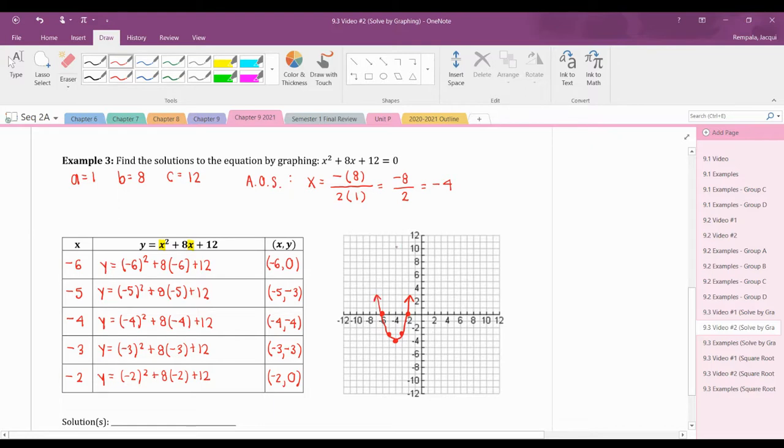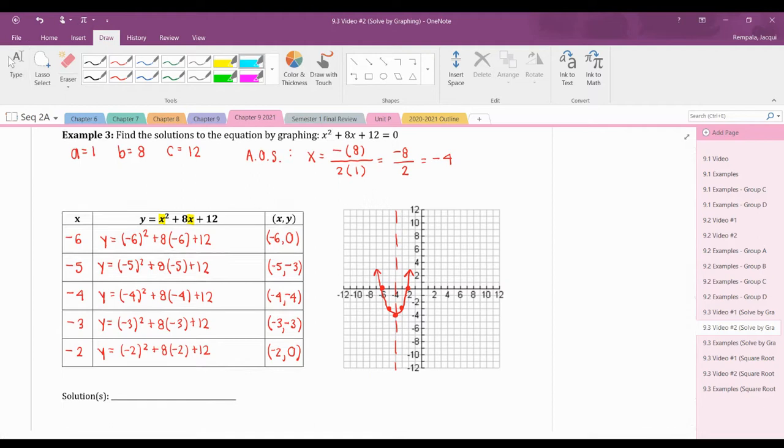Once again, you could technically draw in then the axis of symmetry, which would be x equals -4, goes through the vertex. But here they're just asking for our solutions. So remember, solutions means look at the x-axis. How many times does it touch? Notice that in this, it touches twice. And so we're going to write our solutions as ordered pairs. So it'll be -6, 0. And it looks like -2, 0. And there are my solutions.